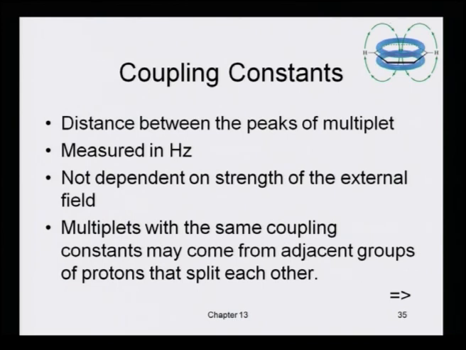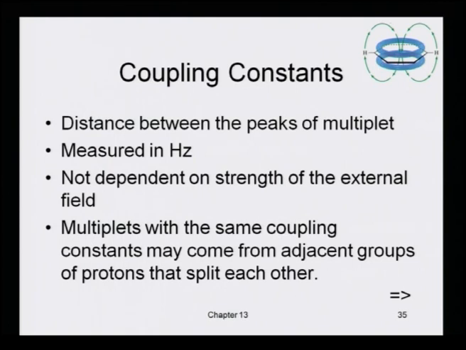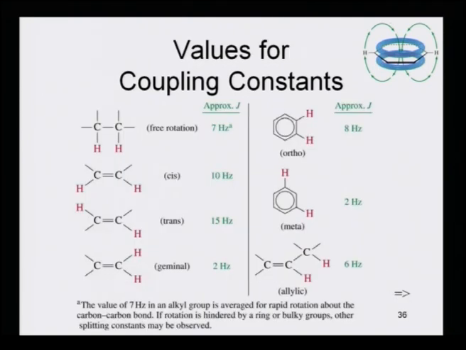It is the distance between the peaks of a multiplet. That means, within a multiplet, what is the distance between each peak, and it is measured in hertz, and it is not dependent on the external field, because this splitting will occur and the coupling constant will remain, as the name suggests, constant. Multiplets with the same coupling constant may come from adjacent groups of protons that split each other. Some of the values of coupling constants are given here.